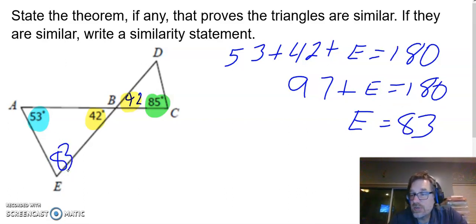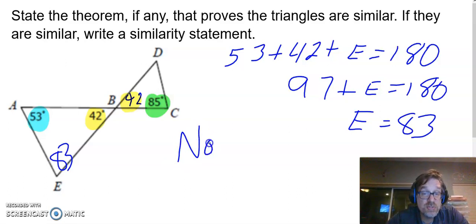Is 83 congruent to 85? No, it's not. So these two triangles are not similar. Not similar is always an option. So we are going to say not similar.